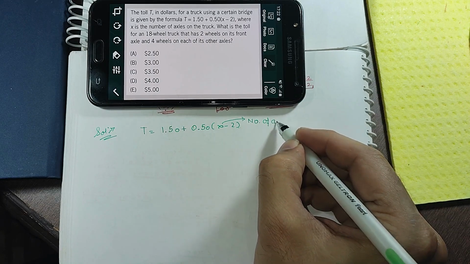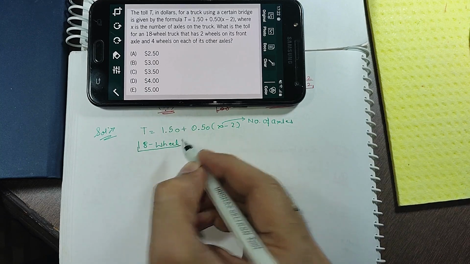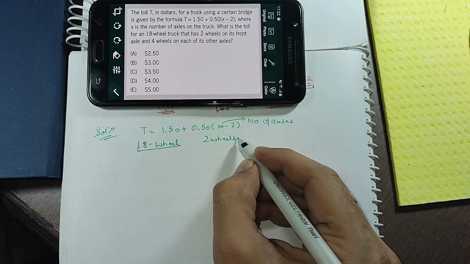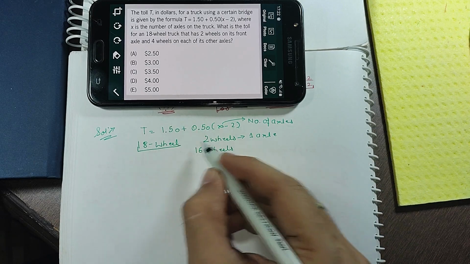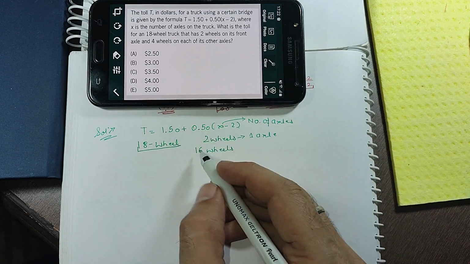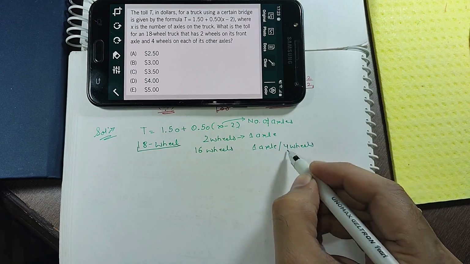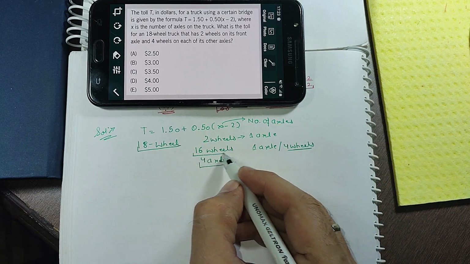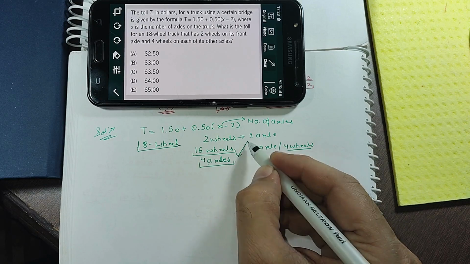So first we need to find the number of axles. Now this is an 18-wheel truck in which the question says 2 wheels on its front axle. So that means 2 wheels are having 1 axle. Now how many wheels will be left? That will be 18 minus 2, 16 wheels, and 4 wheels on each of its other axles. So that means 1 axle per 4 wheels. When I divide 16 wheels by 4, I get 4 axles. Right? For every 4 wheels, it will have 1 axle. For 16 wheels, it will have 4 axles. The total number of axles is 4 plus 1, 5.